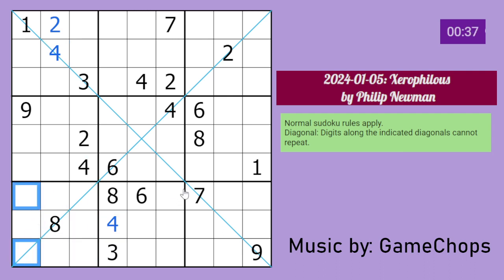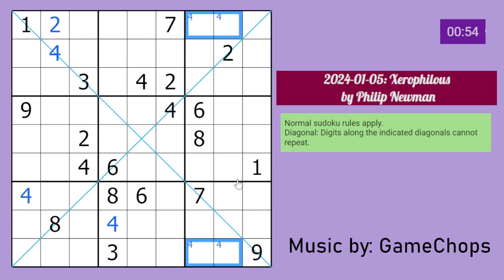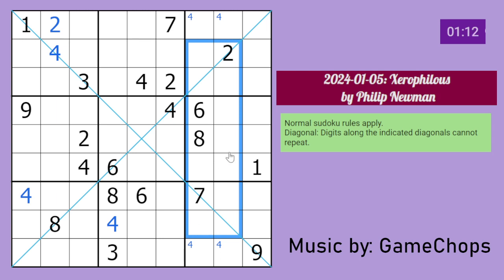4 is in one of these cells. But this 4 here sees that through the diagonal, so 4 has to be there. 4 is in one of these cells. And this 4 sees that, so 4 is in one of these cells. This forms what is known as an X-wing, which I don't think I've covered on this channel before. Essentially, there's one 4 here and one 4 here. In these two columns, there must be one 4 in each column, making two 4s in total. Since there's already one 4 here and one 4 here, 4s cannot appear anywhere else in these cells, which helps us with this middle box, because there cannot be any 4s in there, and this 4 sees that, so that's a 4 there.